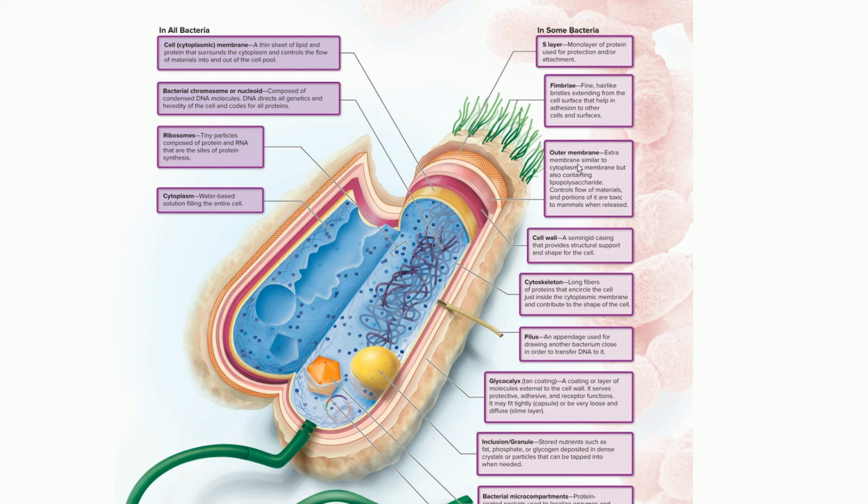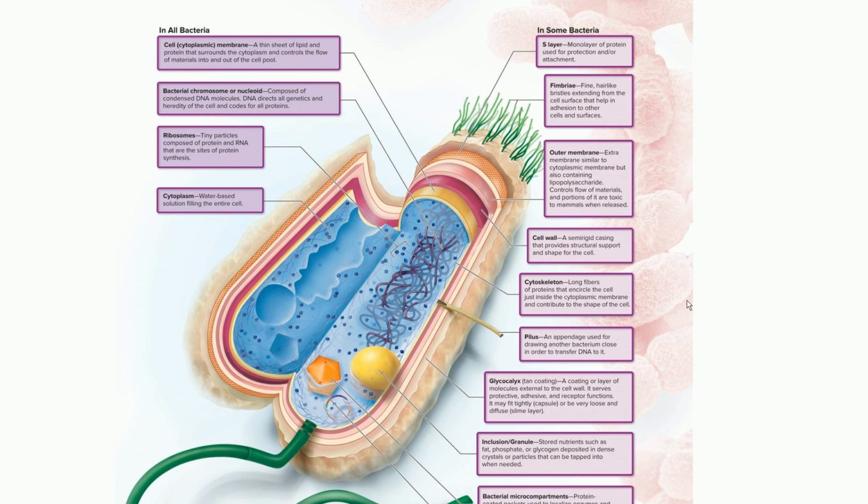Now outer membrane, as I said, this is a membrane. This is an extra membrane which is very similar to the cytoplasmic membrane, the cell membrane, which is there in all the bacterial cells. This extra membrane is present in some of the bacteria, in gram-negative bacteria, and it can have some specialized polysaccharides like LPS.